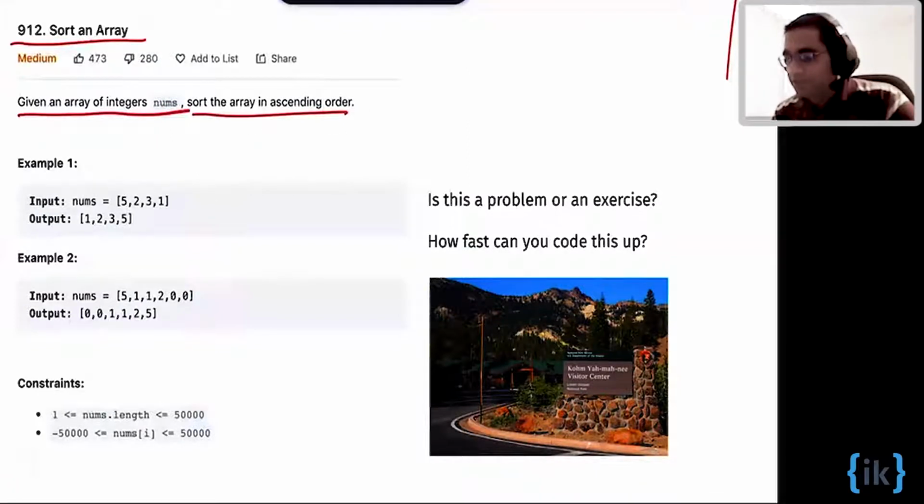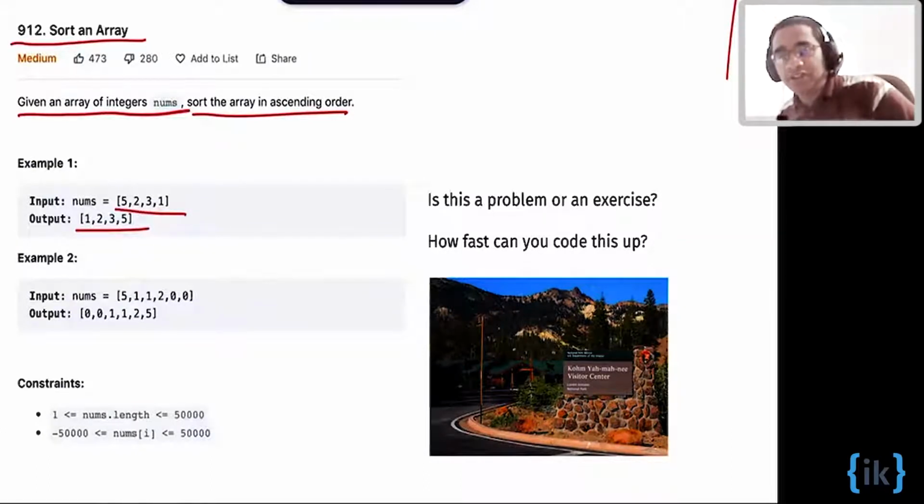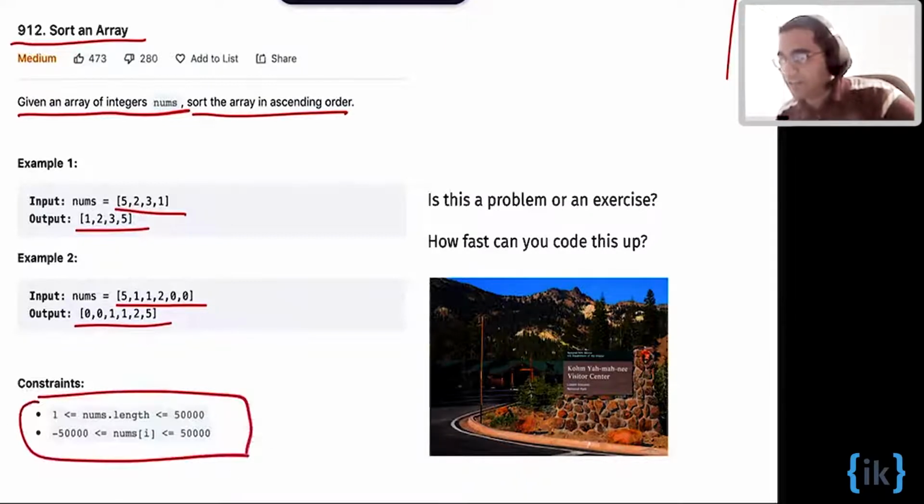How would you do it? There are 2 examples given here. If your input array looks like this, your output needs to be in ascending order. And even if there are duplicates in the input, your algorithm needs to handle duplicates. You're also given some additional information, like how large the size of the array can be and what the values of those numbers could be.